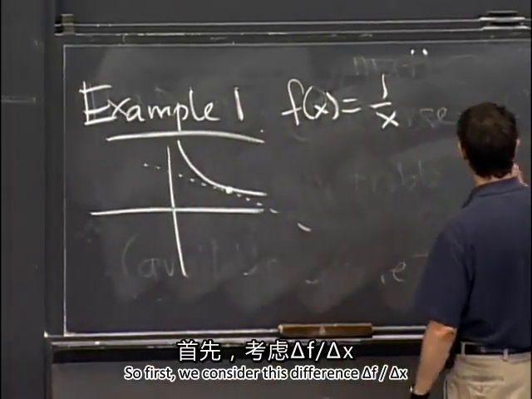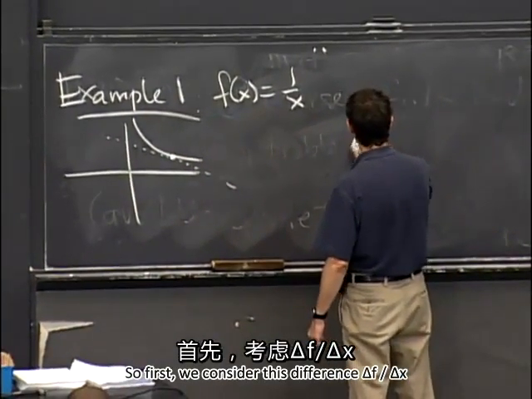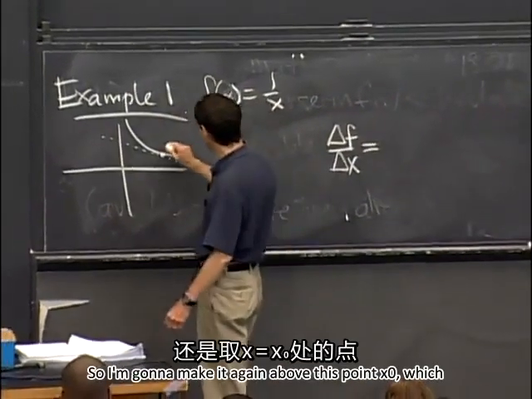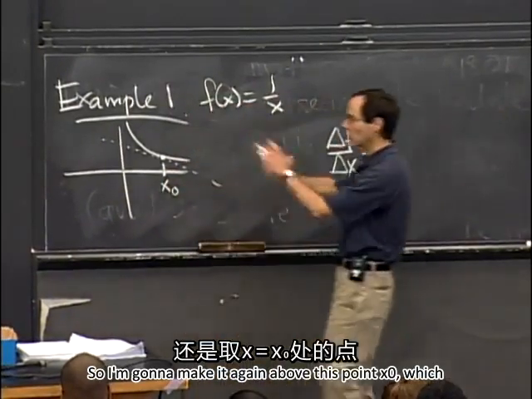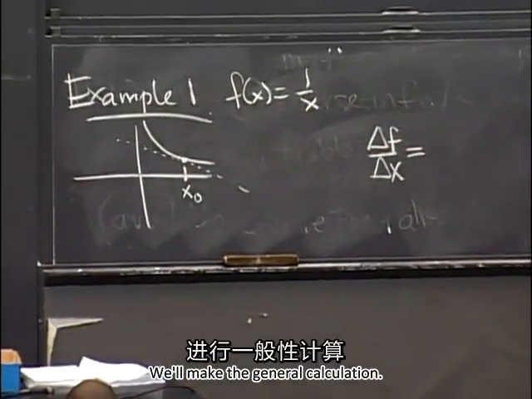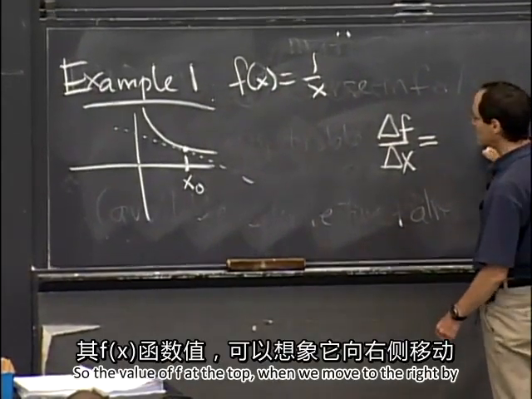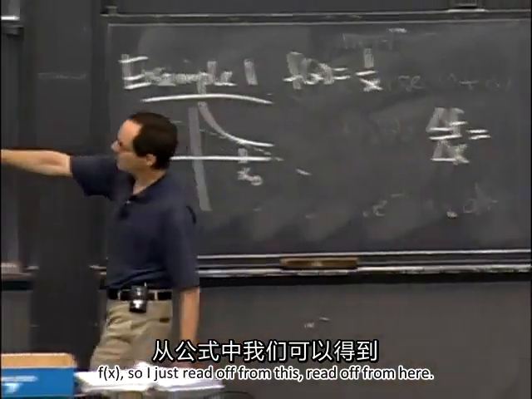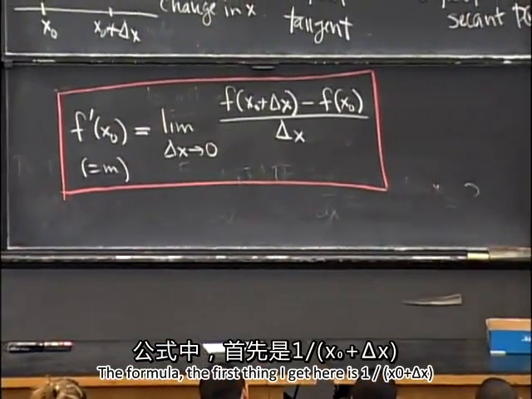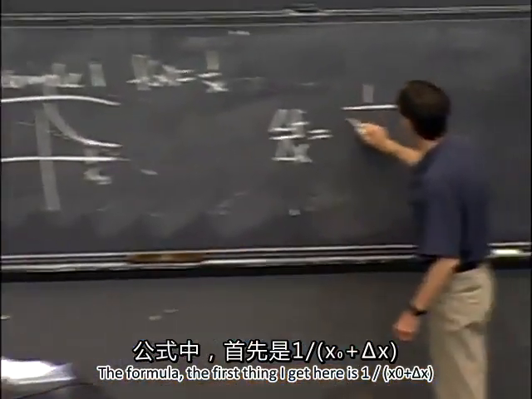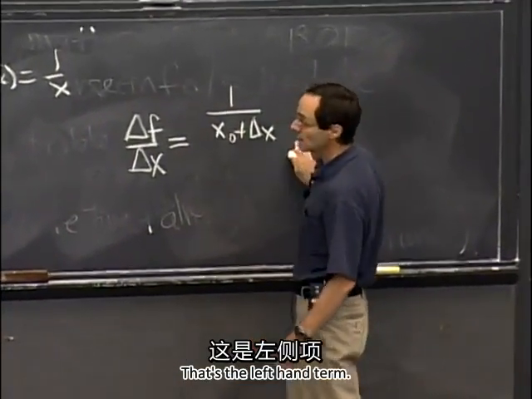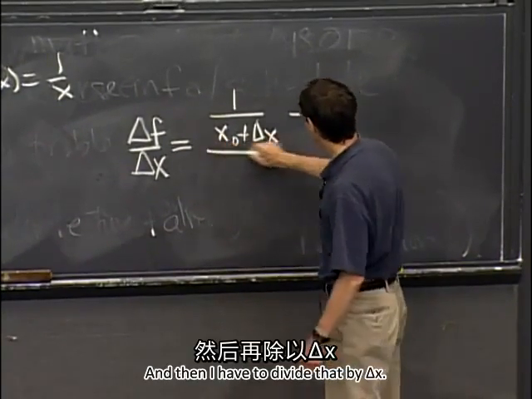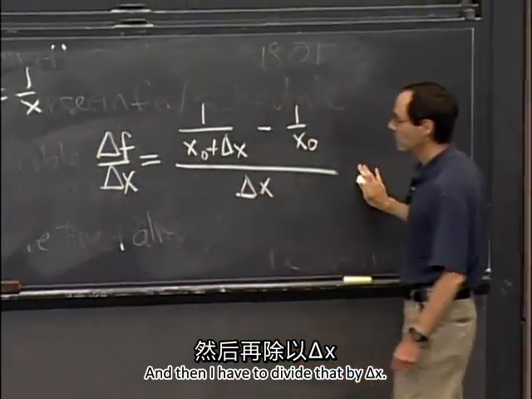So first, we consider this difference, delta f over delta x, and write out its formula. So I have to have a place, so I'm going to make it, again, above this point x0, which is a general point. We'll make the general calculation. So the value of f at the top, when we move to the right by delta x, I just read off from here the formula. The first thing I get here is 1 over x0 plus delta x. That's the left-hand term, minus 1 over x0. That's the right-hand term. And then I have to divide that by delta x.